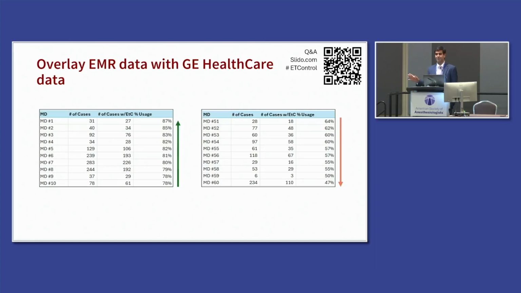We work with our admin team, who pull the EMR data with the names of the providers and overlay that with the GE data to give me an understanding of who the providers are that are using it and who the providers are that are not using it.